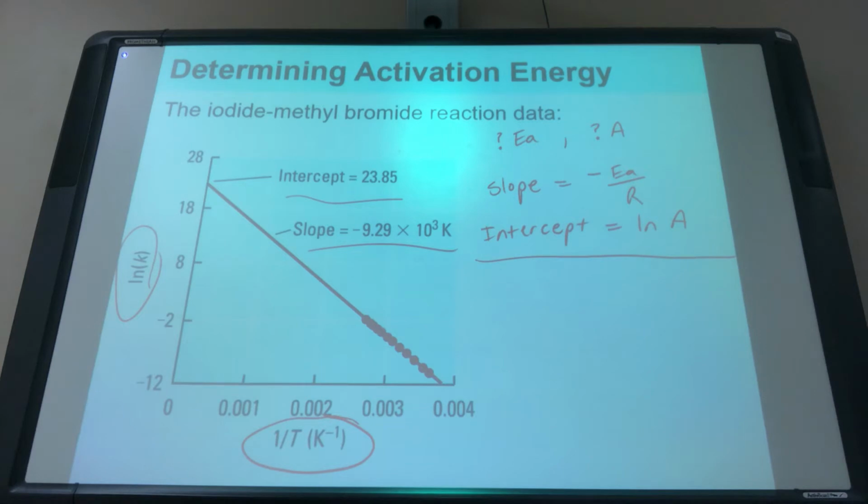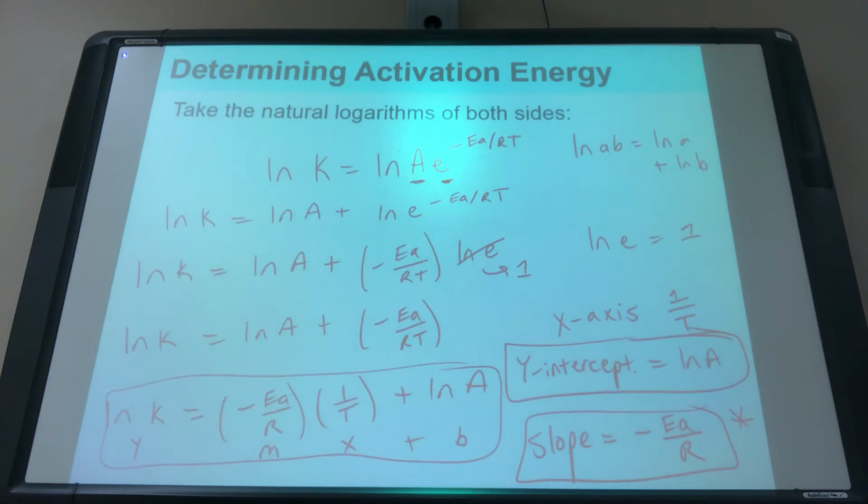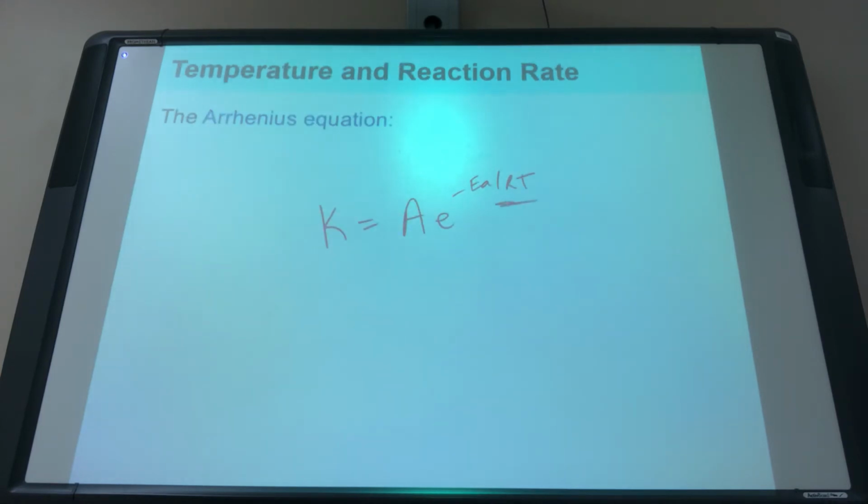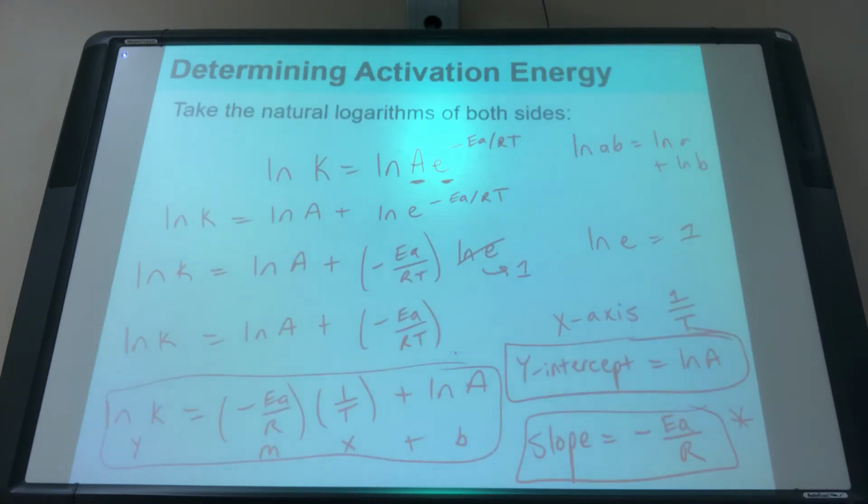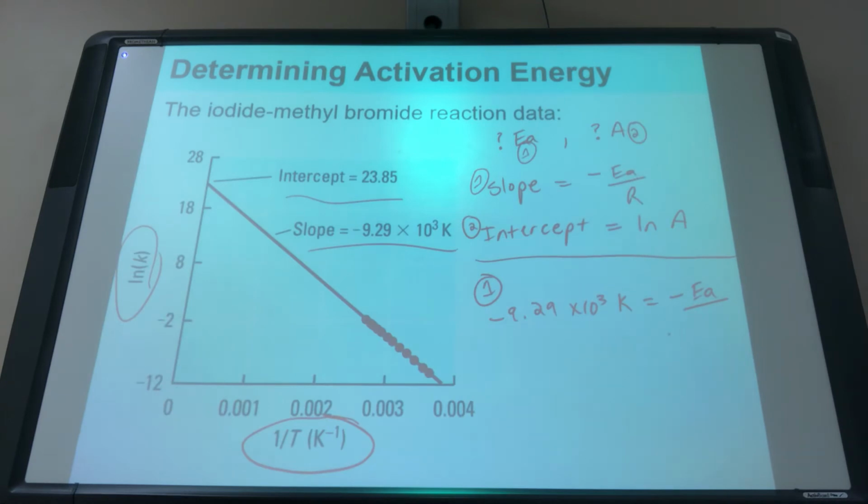So let's use this equation first to find my EA. And then to find the A, we'll use the second equation. My slope was negative 9.29 times 10 to the third Kelvin. It's equal to negative EA over R. Remember, R is the same R that we talked about in this slide. Same R, so that's our gas constant. The R that we're going to use is 8.314 joules per Kelvin mole.